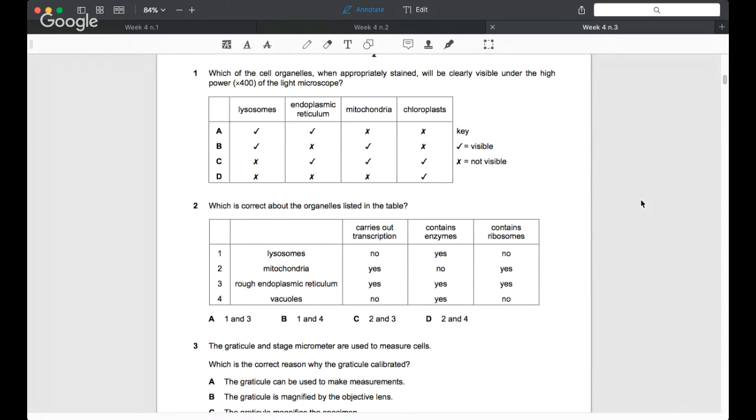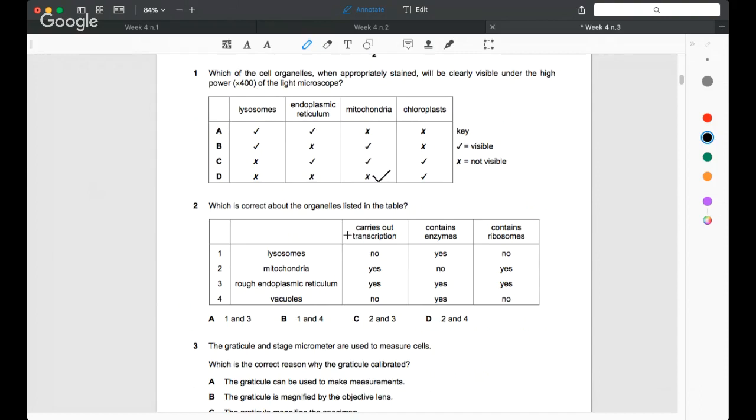Is it D? Yeah, it's D. So yeah, Y for D. So lysosomes are definitely not visible, and neither is the endoplasmic reticulum. Good. So that leaves D. Okay. Cool.